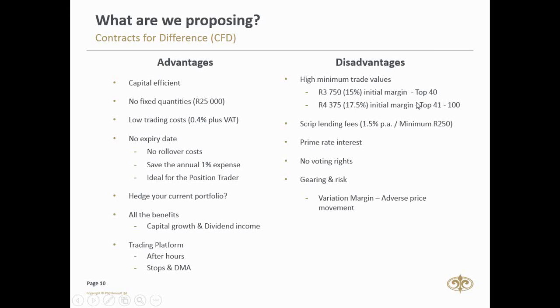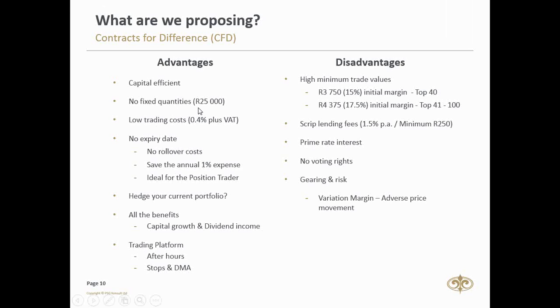We only trade, by the way, the top 100 companies on the JSE. At PSG, we're looking at companies that are tradable, companies that are liquid, that you can get in and out of very fast, but also a bit of quality companies. So if it's a top 40 company, we require you to put in a 15% margin, which is roughly about 3,750 Rand. If it's the next 60 companies, or from 41 to 100, the margin requirement is slightly higher, so we're asking for a bigger deposit, 17.5%, or 4,375 Rand. As long as the transaction value is 25,000, the system will let the transaction go through.